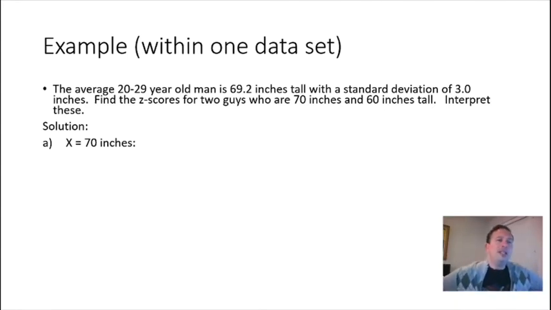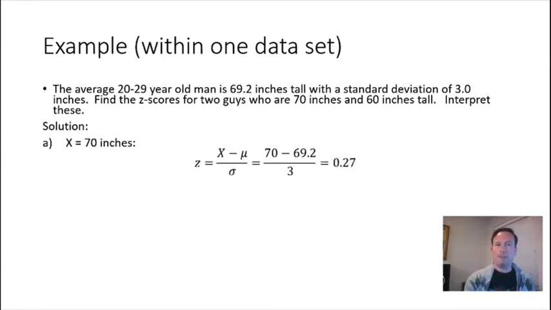Anyhow, the solution, starting with 70 inches. So first we start with the formula. Now here I'm using the population formula because this sounds like a description of all men who are 20 to 29 years of age. So that's probably a population. If you use the wrong symbols, that's okay. You're going to get the same answer, so don't worry about it. So I take the 70, which is the data value corresponding to one person, subtract the average, 69.2, divide by 3, and my z-score is 0.27. So it's somewhere between 0 and 1.